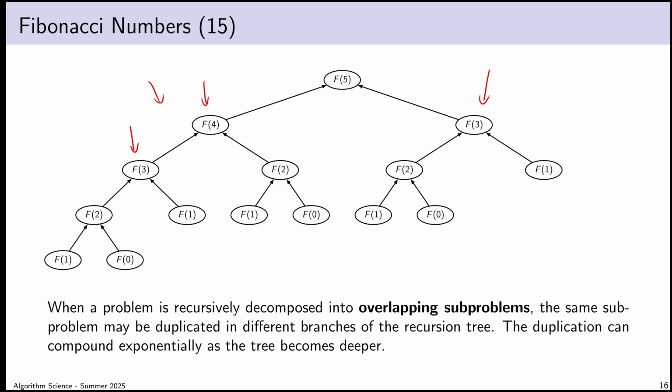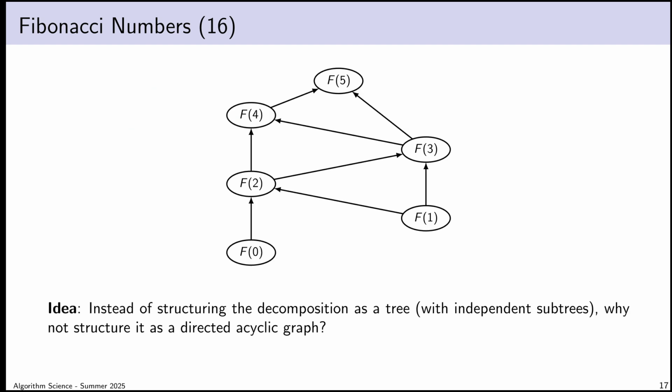Why not instead try and break my subproblems down so that each subproblem occurs only once and the dependency relationships are allowed to get a little bit more tangled up? In other words, instead of structuring my decomposition as a tree with these independent disjoint subtrees, why not instead structure it as a directed acyclic graph? In this case, I'm allowed to have each particular subproblem appear only once, to have only one vertex per subproblem, in exchange for having the dependency relationships become a little bit more complicated.